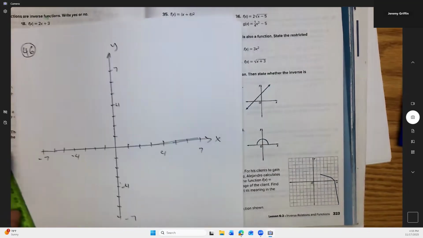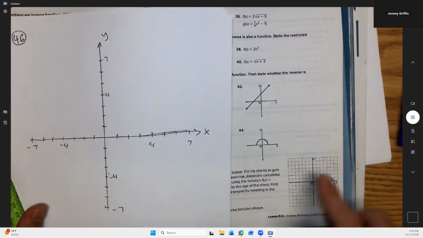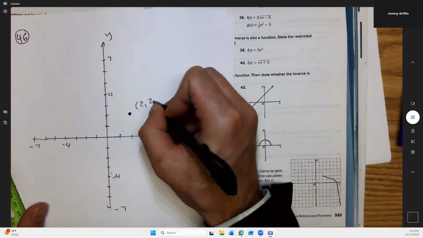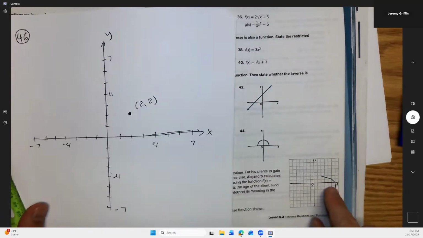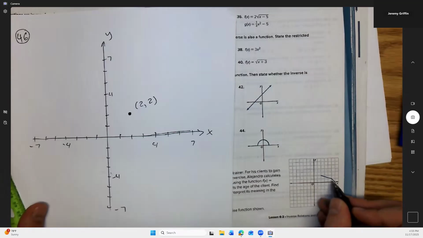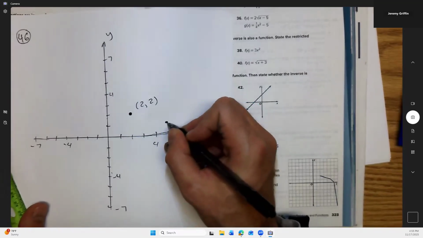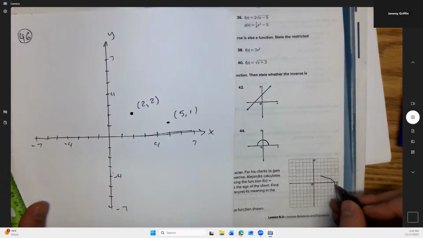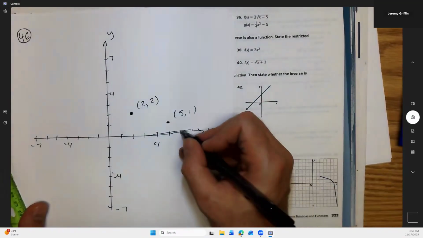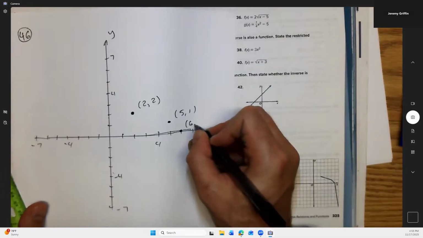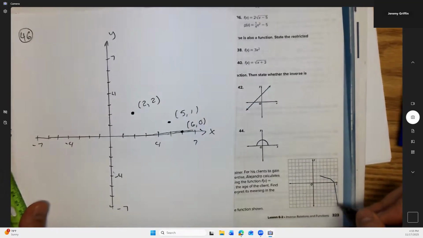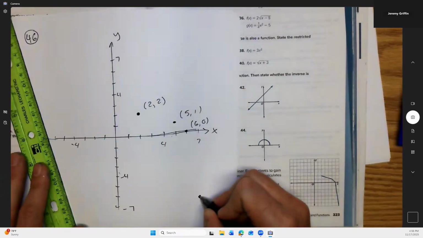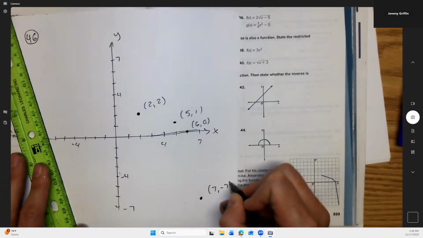Okay, so we've got the point 2, 2. That's right there. Then it's a straight shot to 5, comma 1. Then that goes to 6, comma 0. And that goes down to 7, negative 7, which is at this far corner right here.